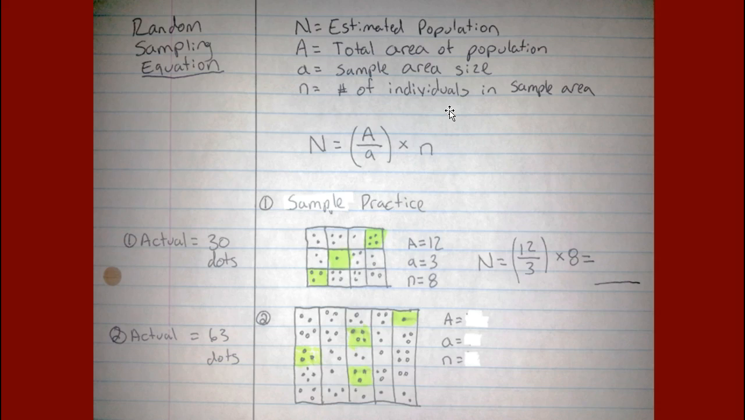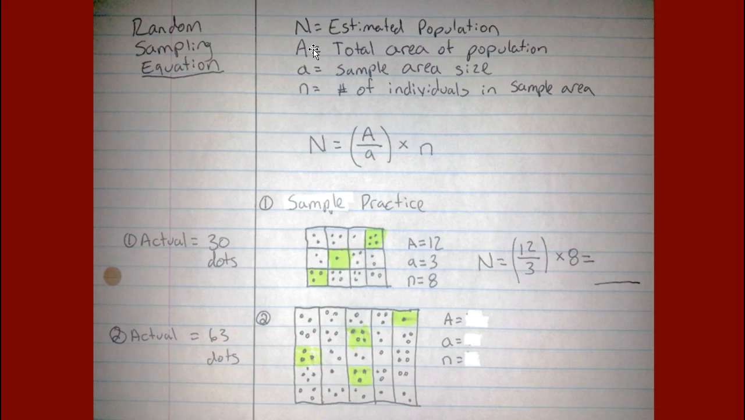All right, hopefully you're done writing that. So over here, just some variables so you can keep track of what's what. Big N equals the estimated population. That's what we're looking for. Big A is the total area of the population.